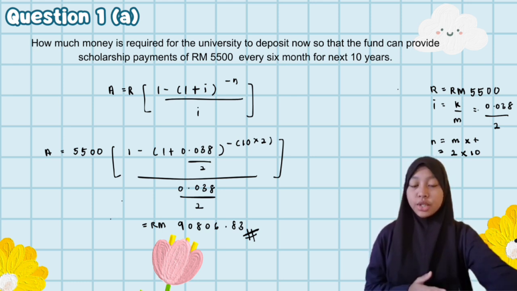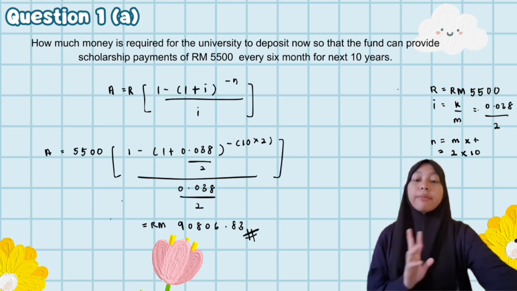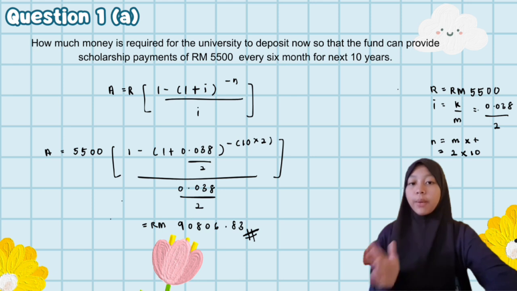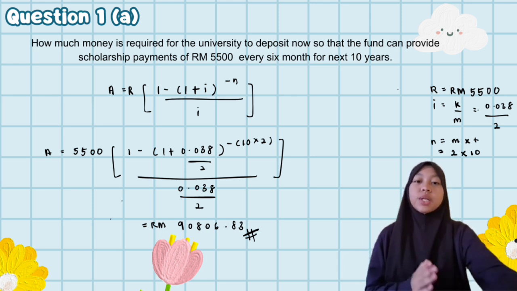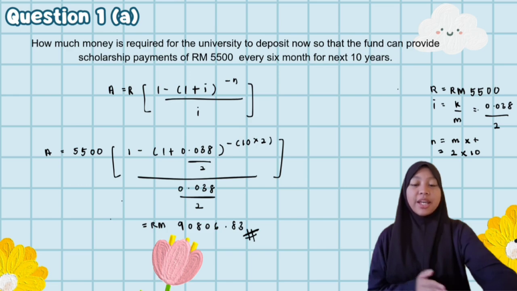Before using the formula, we identify all the required values. The periodic payment, which is 550 ringgit, the periodic interest rate, which is 3.8% divided by 2, the term of investment, which is 10 years, and the total number of payments, which is 10 multiplied by 2. After identifying these values, we substitute them into the annuities discount formula. Once the calculation is completed, we obtain the present value, which is the amount the university needs to deposit now. The final amount is 90,806 ringgit and 83 cents.